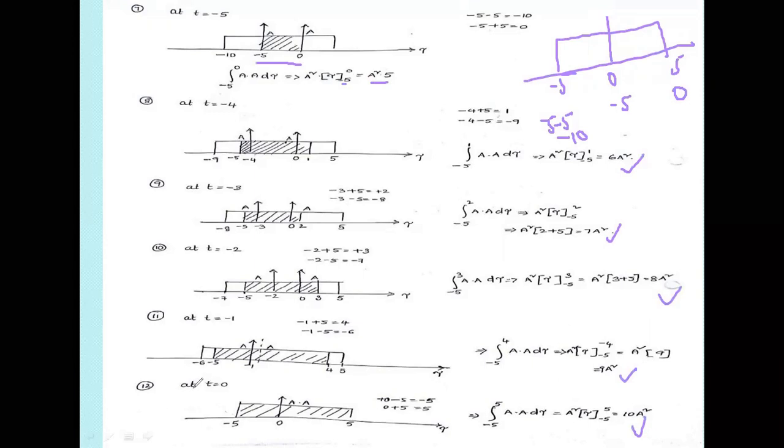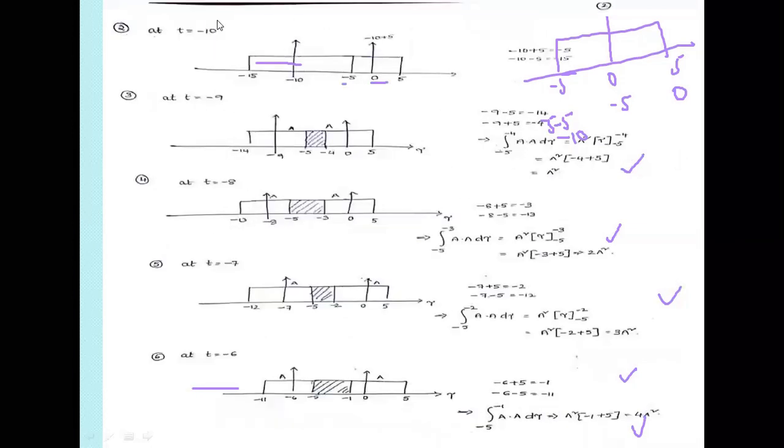Now whenever we get to t equal to 0, minus 4, minus 3, minus 2, minus 1, and t equal to 0, at t equal to 0 both the signals are overlapping at minus 5 to 5. Got it, my students? We started at t equal to minus 10. At minus 10, there is no overlapping.